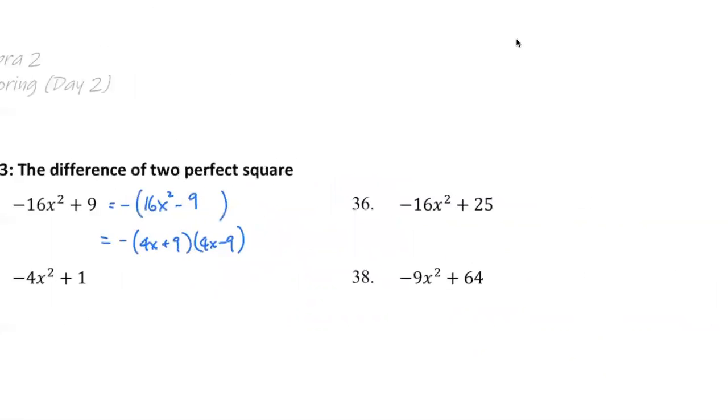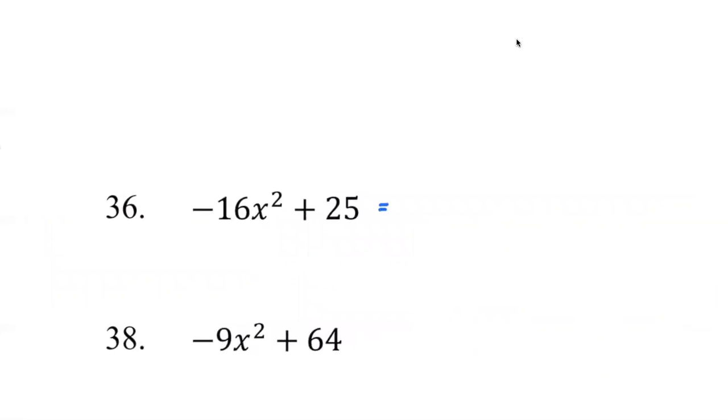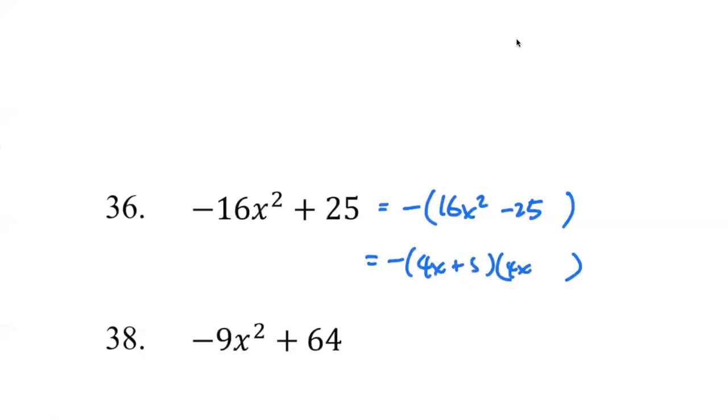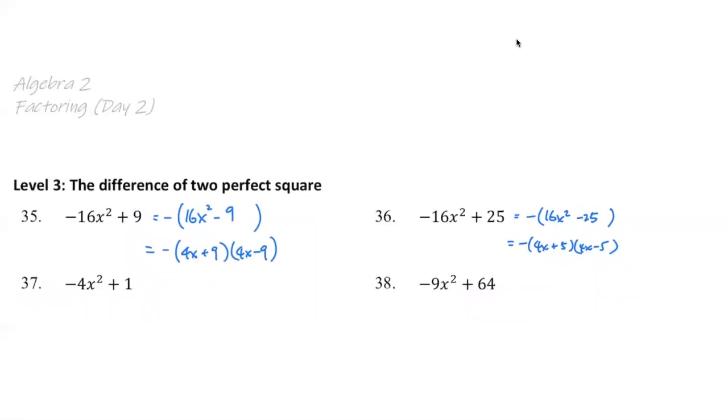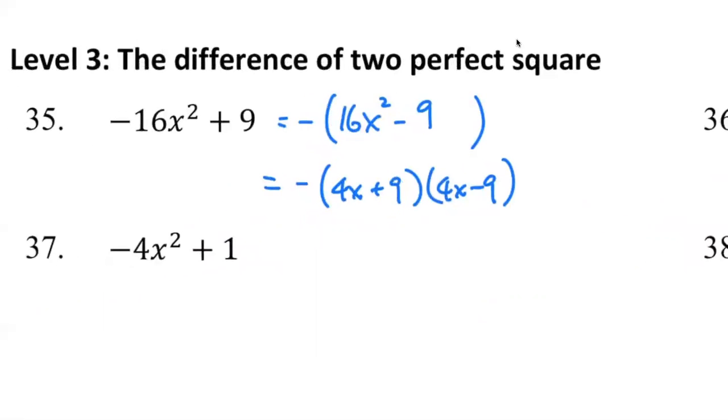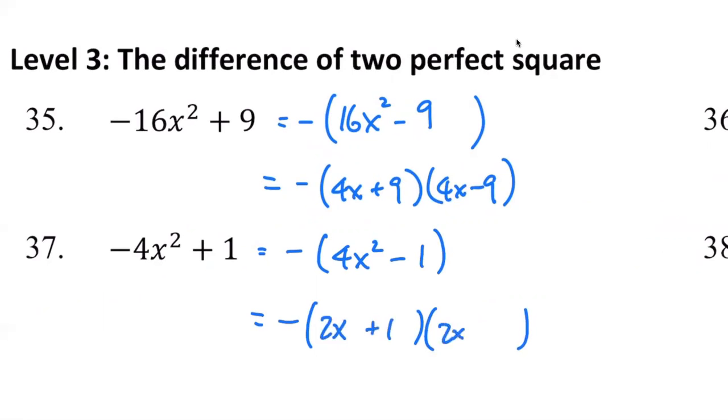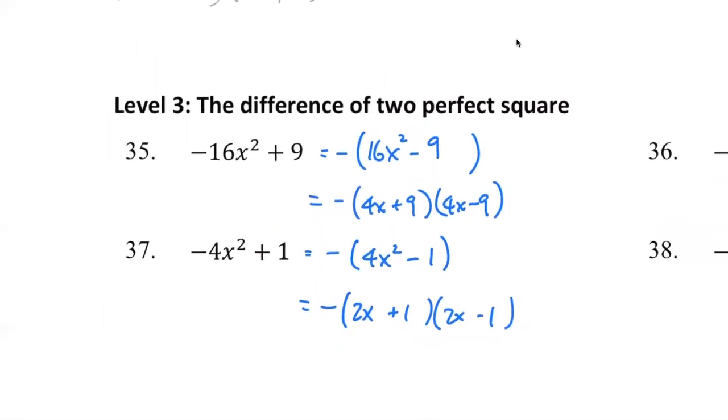Same thing right here for 36. Wait, hold on. One thing at a time. So 16x squared minus 25. When you factor this, you would get 4x plus 5, and 4x minus 5. a squared minus b squared. Once you recognize that form, you can factor this almost automatically. Same deal right here. So 4x squared minus 1. You know your a term, it's 2x, and your b term, it's 1. So you can just go ahead and write it down.